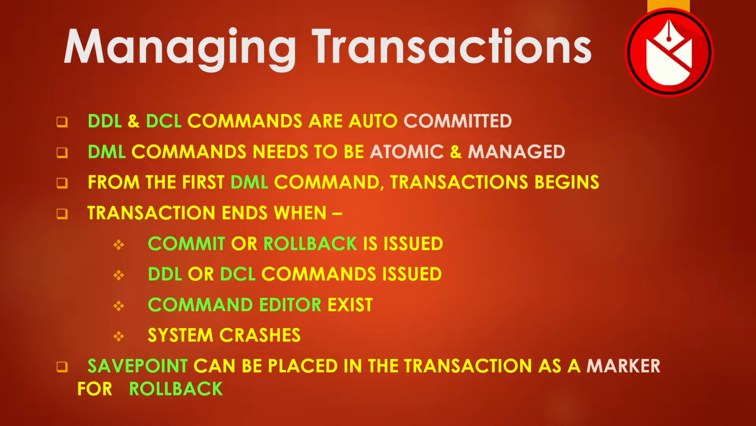We can write multiple statements, although we have to remember the transaction has to be consistent. Now, DDL and DCL commands are auto-committed. DML commands need to be atomic and managed. From the first DML command, a transaction begins. A transaction ends when commit or rollback is issued, when DDL or DCL commands are issued, when the command editor exits or the system crashes. A savepoint can be placed in the transaction as a marker for rollback.